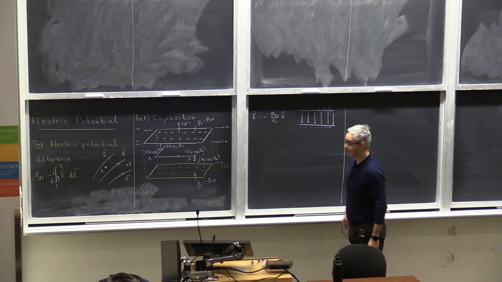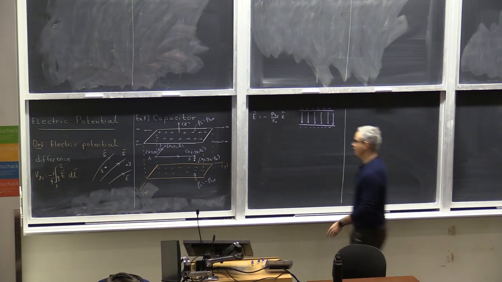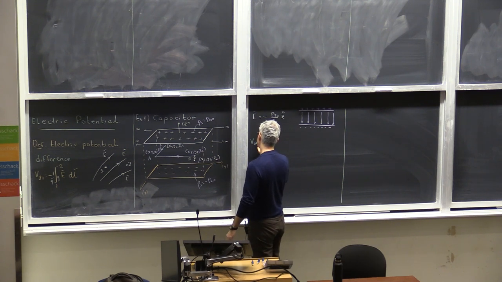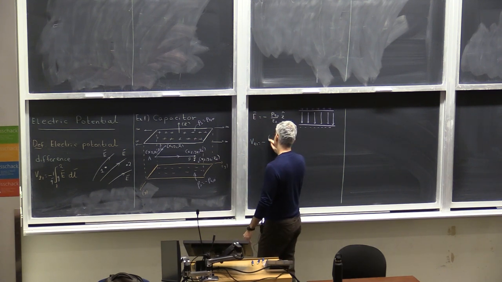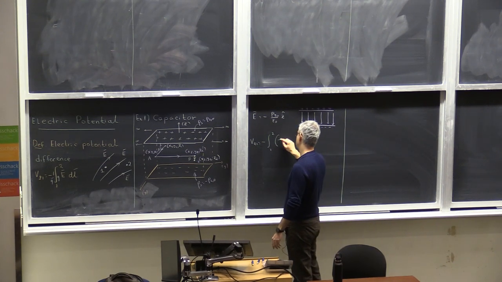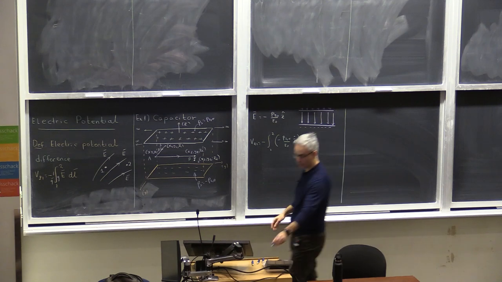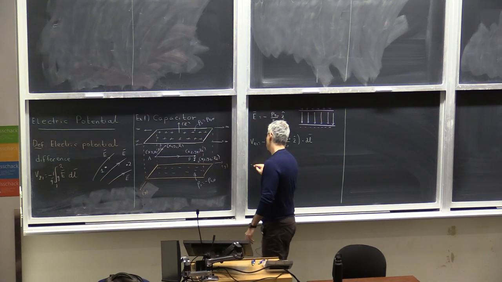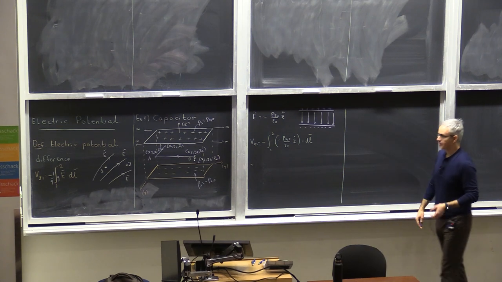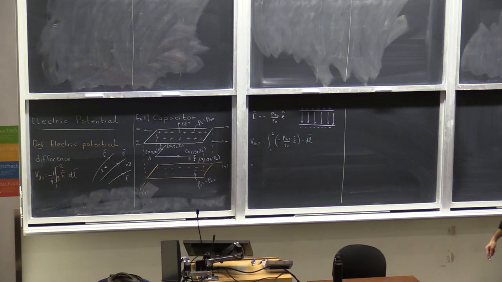Two of my three paths are perpendicular to the electric field lines, so the integral will give me zero. And therefore, if I apply this definition, the potential difference between those two points, the electric field here is this one, dl. I split this integral in three parts. Of course, I do it now only because we present it as an introduction to this technique, but from one point on, you should be able to do this immediately.